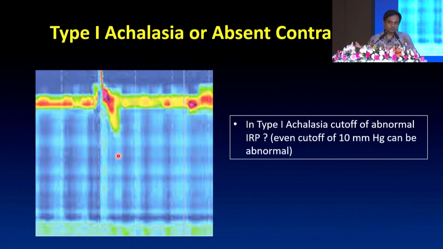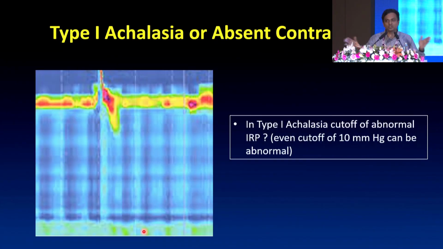Now, this is a patient presenting with dysphagia, right? Here you see absolutely no peristalsis and a very feeble IRP over here. Now, it could be type 1 achalasia cardia also, because mind you, in type 1 achalasia cardia, you have a variant where the IRP is low. It might not always be more than 15. So this could be an absent esophageal contractility. This could be a type 1 achalasia cardia.